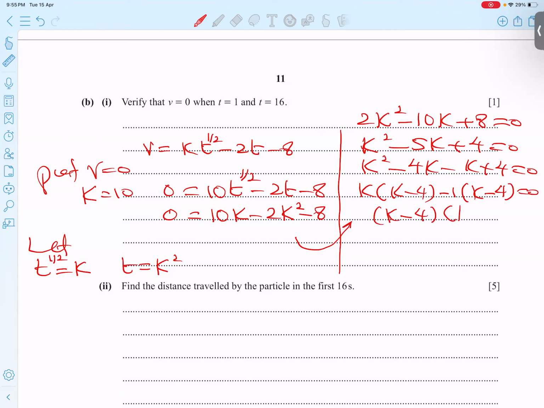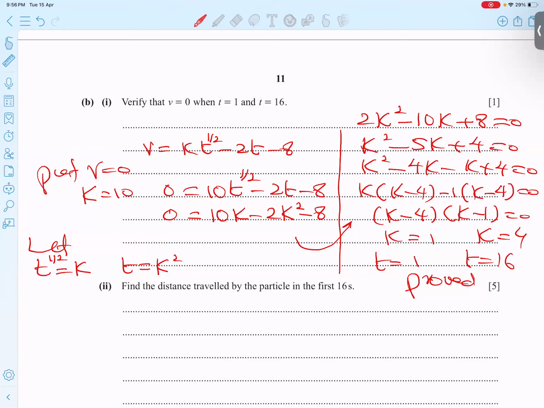So this is done. k minus 1 is equal to 0. I got two answers, 1 and 4. And I will plug back in here. So I get t value equal to 1 and t value equal to 16. So it's proved. Okay, students, let's go for the next part.